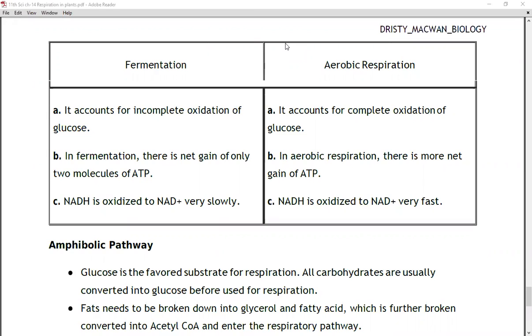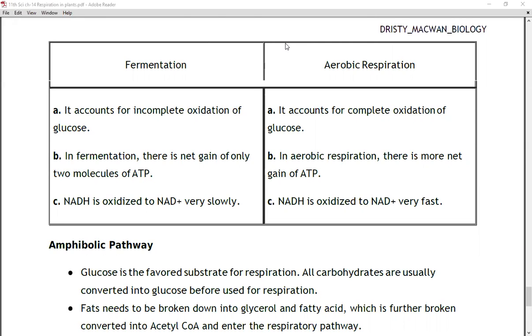So in fermentation, it accounts for incomplete oxidation of glucose. So in fermentation, the complete oxidation of glucose does not take place. So there will be incomplete oxidation of the glucose in fermentation. But when we are talking about aerobic respiration, there will be complete oxidation of glucose. So the first main difference between both of these is in fermentation, incomplete oxidation of glucose is observed, while in aerobic respiration, complete oxidation of glucose is seen.